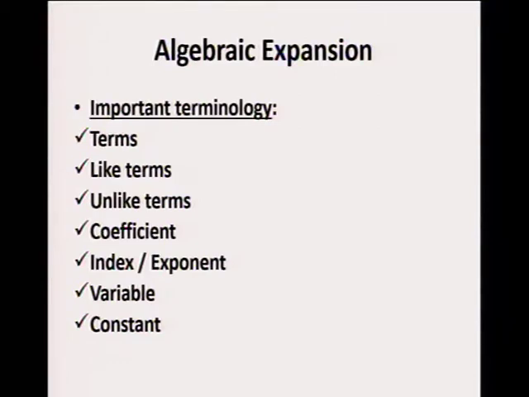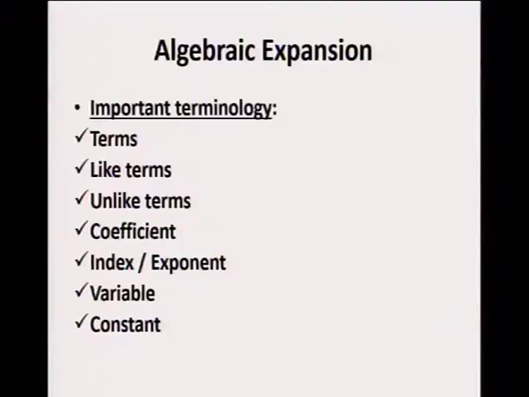Then we have what is referred to as like terms and unlike terms. Like terms are the terms that can be added or subtracted from one another. Like terms have the same variable, meaning they have the same letter raised to the same power, or the same exponent. So maybe we will understand this if we start doing a few activities.